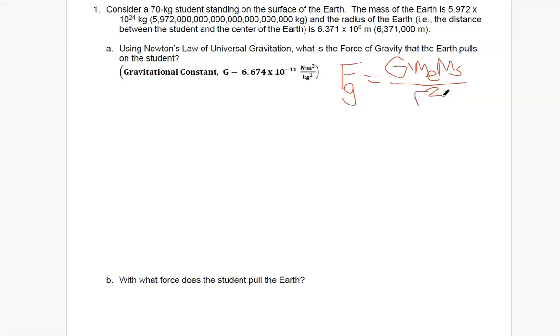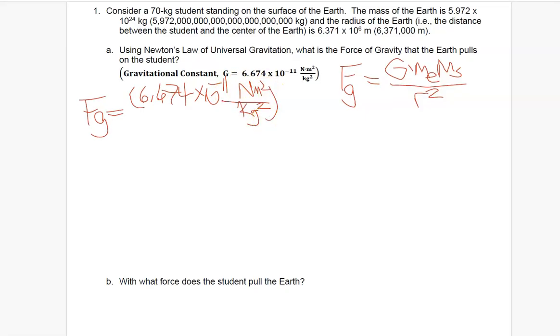Well, the distance between the two is the radius, so we can actually start plugging in our values directly. We know that G is 6.674 times 10 to the minus 11 Newton meters squared per kilogram squared, and that's times the mass of the Earth, which is 5.972 times 10 to the 24. That's a very big number of kilograms, times the mass of the student, which is only 70 kilograms.